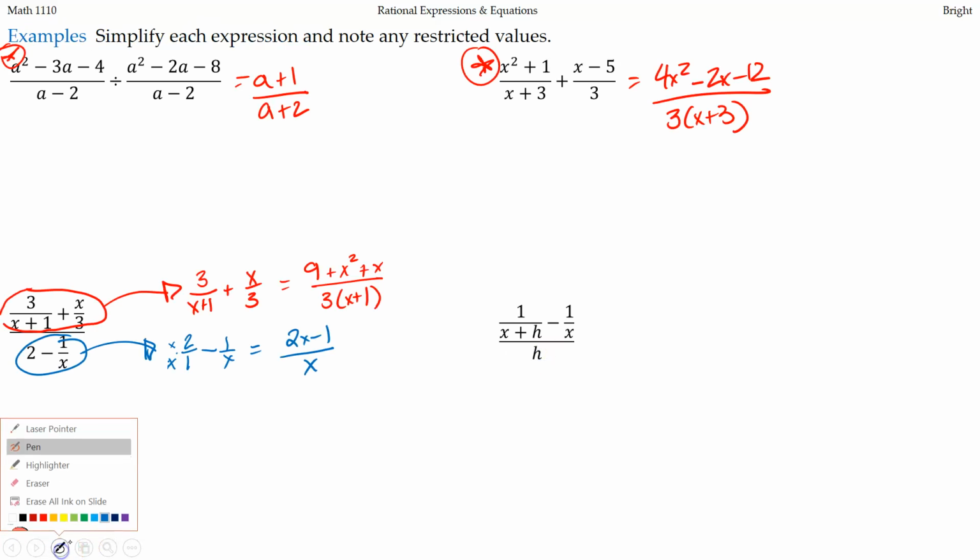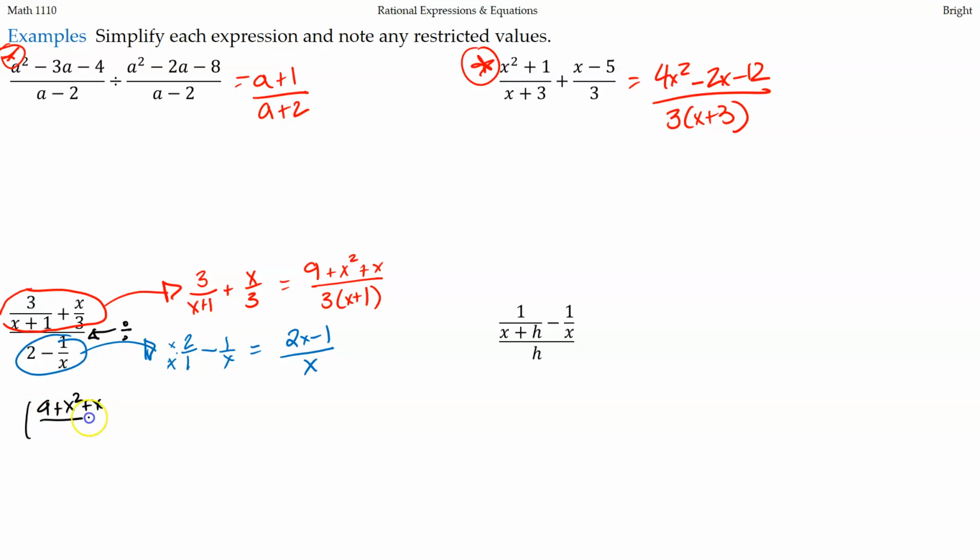Okay, now what I'm going to do is come back to the original expression, and just remember that this horizontal bar is the same as division. So I'm going to write this as parentheses 9 plus x squared plus x all over 3 times x plus 1, and then divided by, now, parentheses 2x minus 1 over x, which was the bottom, or the fraction in the denominator. Okay, and now this I can work with.